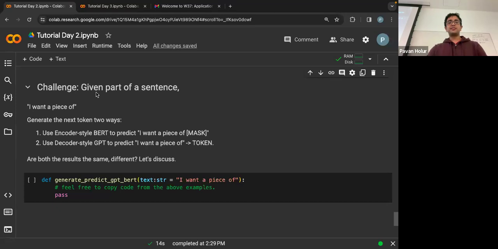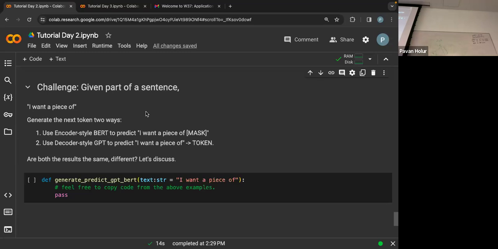Okay, so this challenge part is not going to be done in the class, but I will be putting this in as the homework for the workshop. It's straight up copying the code from the top, but I think it's very interesting. It goes straight to your point about what is the difference between encoder and decoder, and it gets you to think about those things.